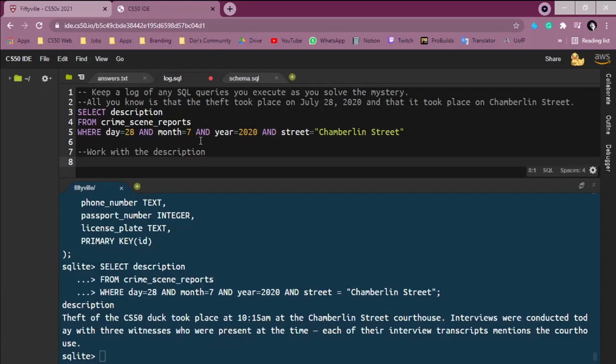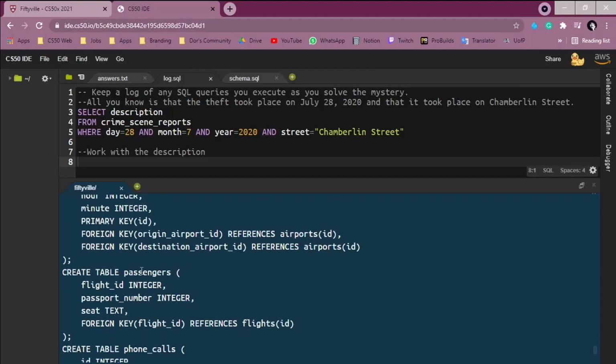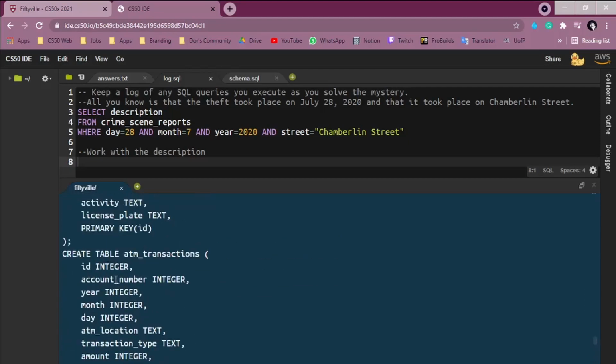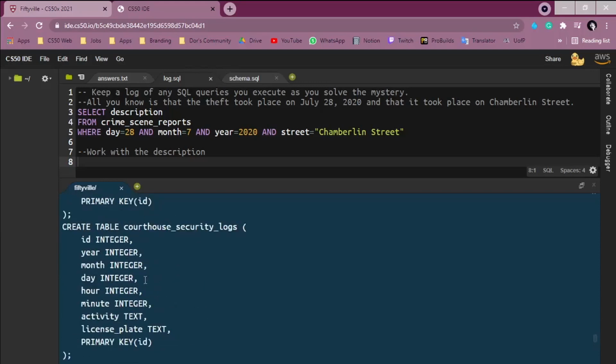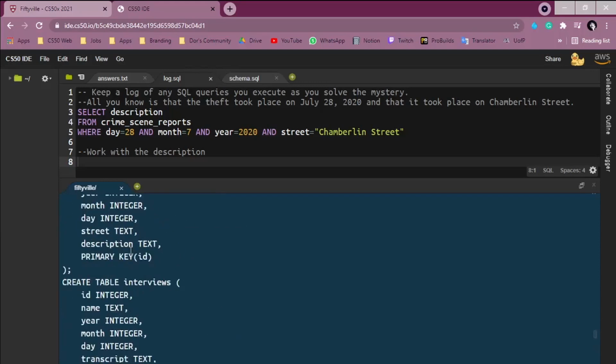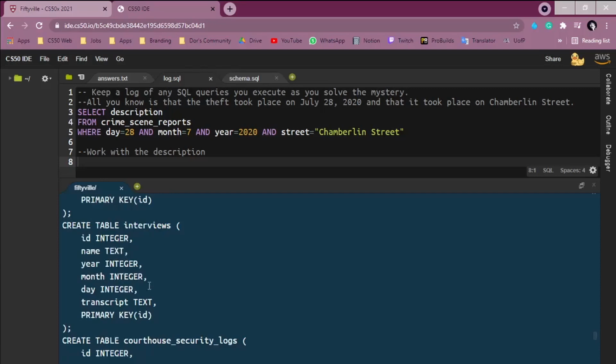So here, what are we going to do? Now we're going to work with the descriptions, and we have to find these 3 interviews. We know it's 3 because we have 3 witnesses. And we're going to work with these 3 witnesses' interview transcripts to know what exactly happened. So if we take a look at our transcripts table, what information do we have? It's in here, in our interviews table.